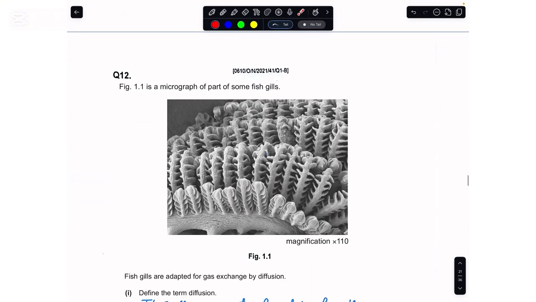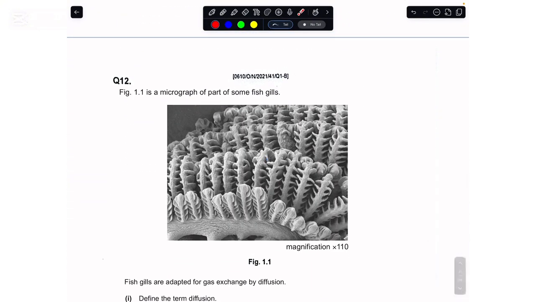Moving onward to this question number 12, this is coming from the diffusion question. This was variant 4.1 for your year 2021, and it was session October-November. They say figure 1.1 is a micrograph of part of some fish gills. So we see a lot of fish gills here, and they have a lot of tiny projections. This means that the surface area is greater, and they would also be very thin because this is a very high magnification which they have shown you.